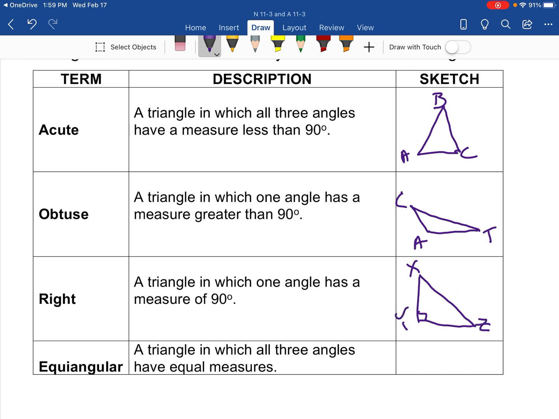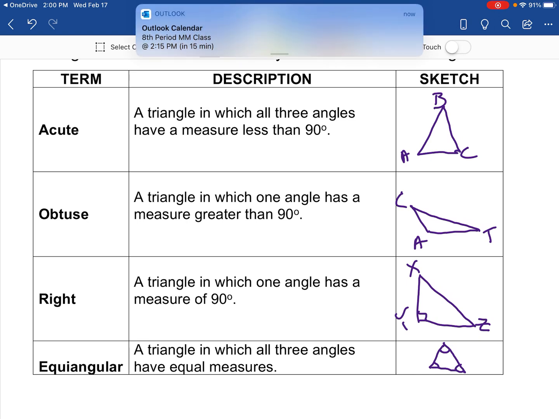And then finally, equiangular. In an equiangular triangle, all three angles have equal measures. So if I have a triangle that's equiangular, all three angles have the same measure, and it would be exactly 60 degrees.